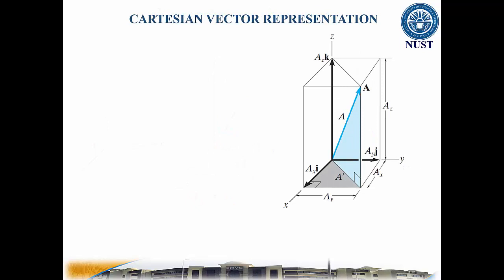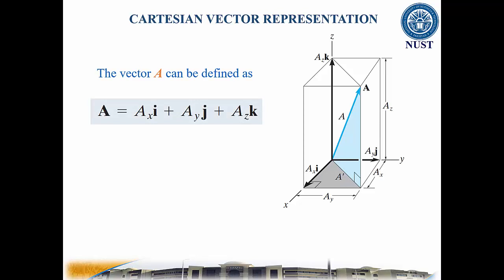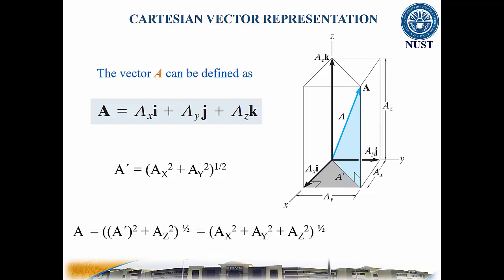Consider a box here with sides ax, ay, and az meters long. The vector A can be defined as A equal to ax plus ay plus az in the i, j, and k directions. The projection of vector A in the xy plane is A prime, so the magnitude of A prime is found by using the same approach as a 2D vector, such that A prime equals the square root of ax squared plus ay squared. The magnitude of the position vector can now be obtained from this equation.